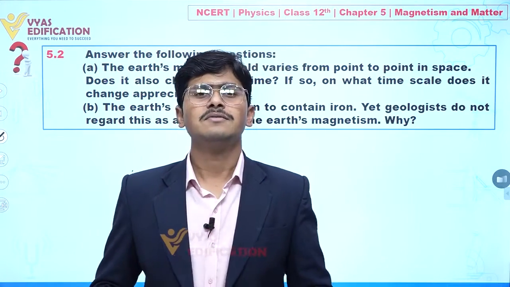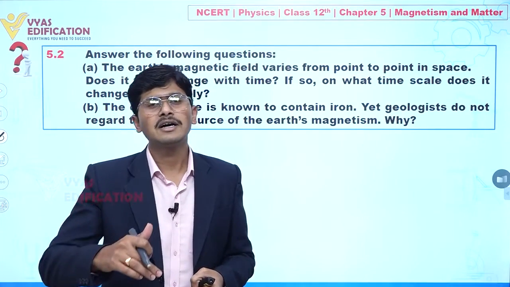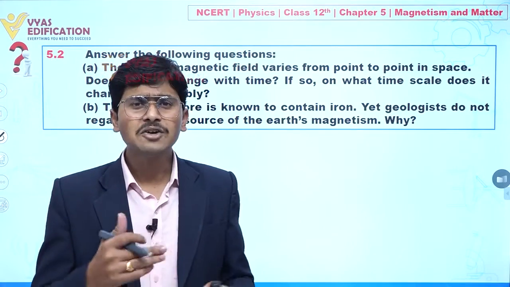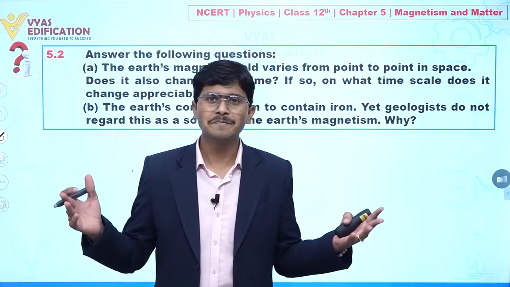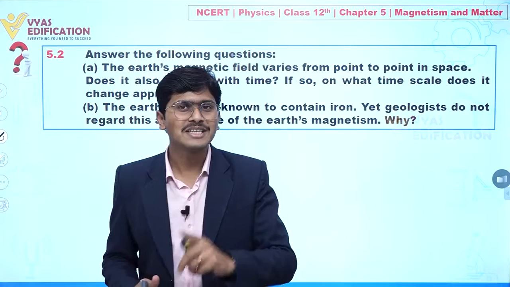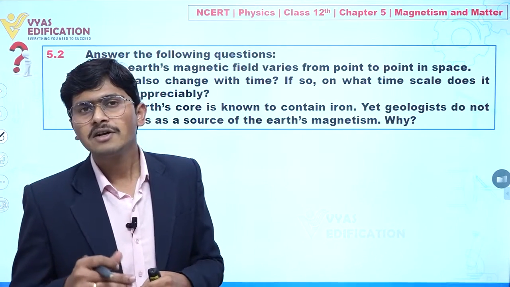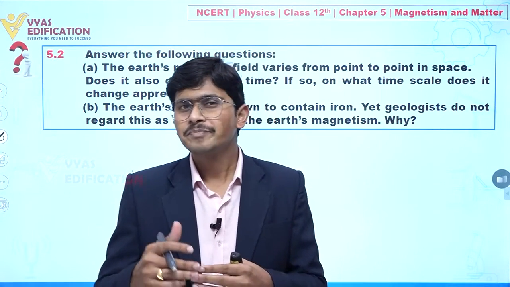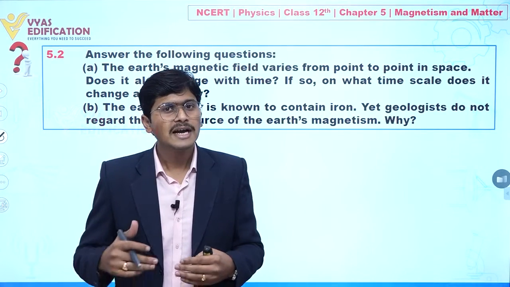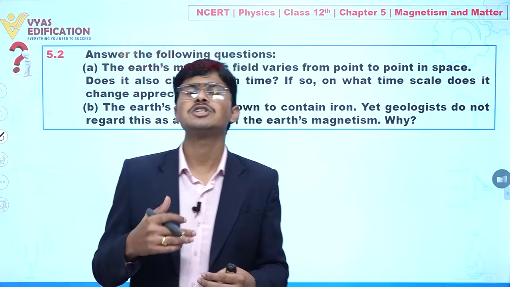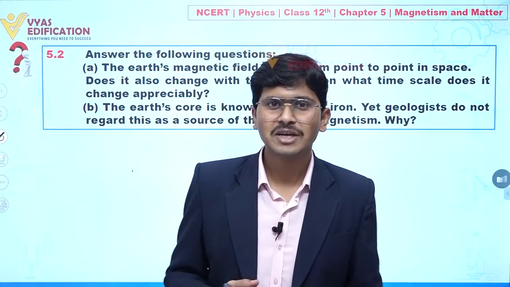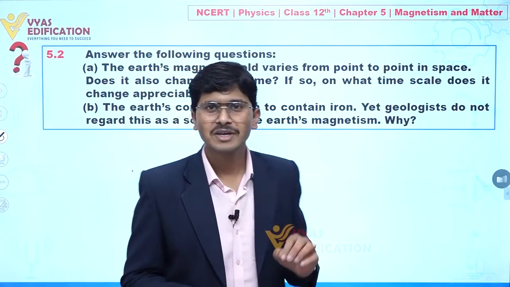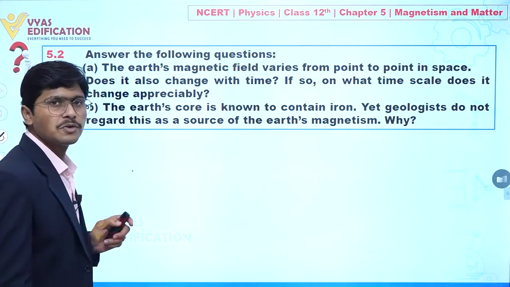Why? Because we know as we move from the surface of the earth, going deeper and deeper inside the earth, definitely temperature and pressure increase, clear. So, at the center we have a very high temperature, and at that temperature definitely we will find iron in a molten state, yes or no. So, whenever we are talking about iron at a higher temperature, in a molten state, it means that temperature is above the Curie temperature, clear. It means the properties of iron change at such high temperature, or we can say its ferromagnetic property changes. That is why the geologists do not regard this as a source of earth magnetism, clear. So, I think this part number B is also clear to you, clear.